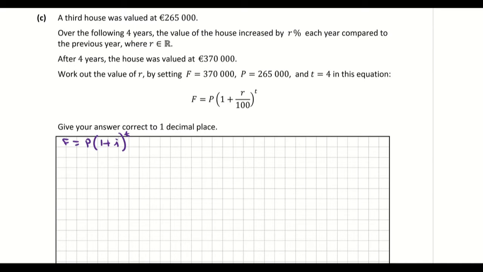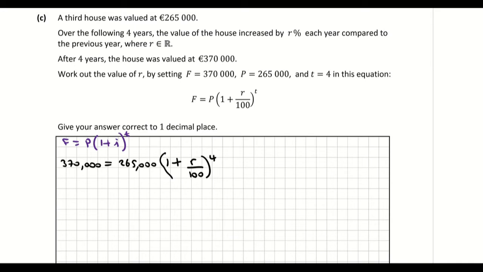So filling it in, we have our 370,000 for final or future. We have P, present or principal, at 265,000, bracket 1 plus the interest rate, which is R, so we're going to call it R over 100, because to turn a percentage into a decimal, we'd have to divide by 100. Multiply to the power of T, which is to the power of 4.